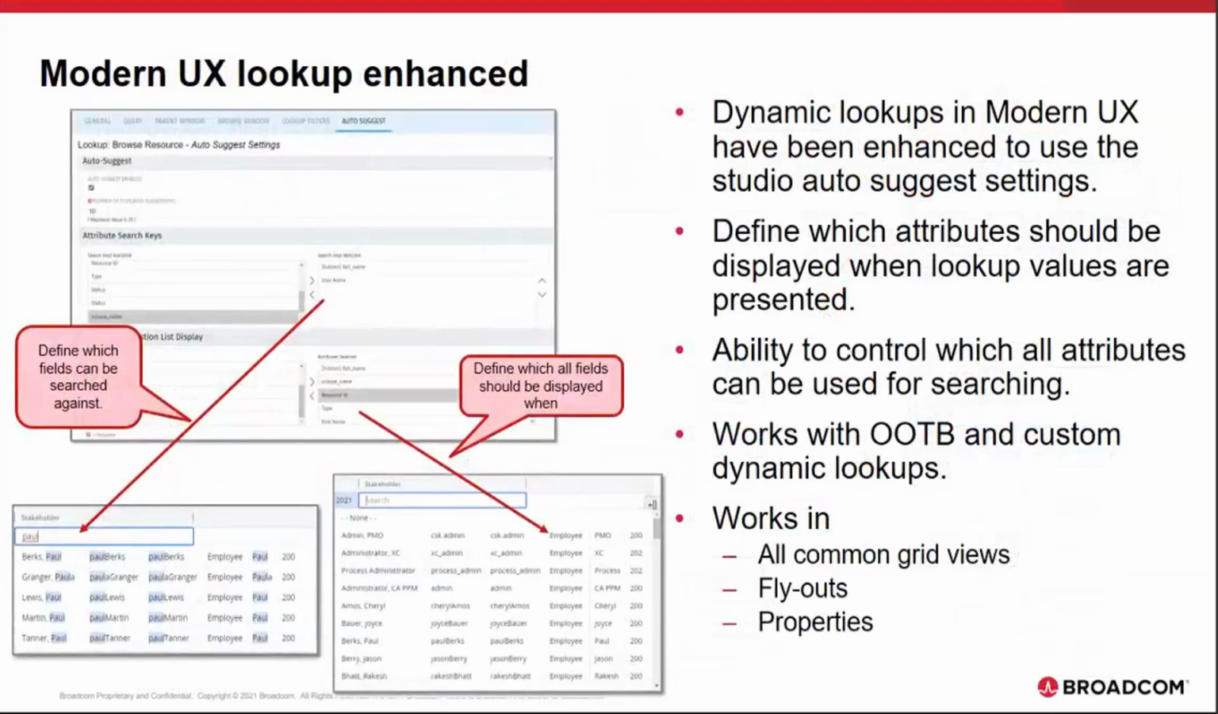In 15.9.3, we are also enhancing how the dynamic lookups will behave. The dynamic lookups in the modern UX have been enhanced to now use the Studio Autosuggest settings. This allows the administrator to control what data points are displayed to the end users when the lookup is being used. This also allows the administrator to control which data points can be filtered when the end user is trying to populate the data.